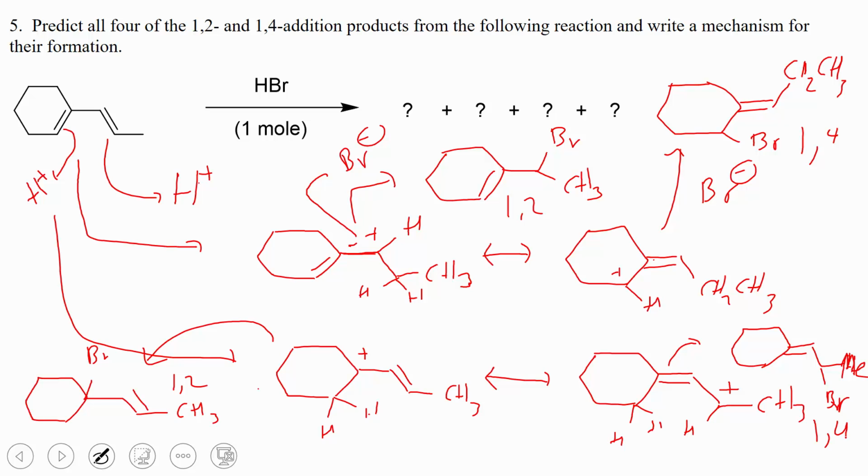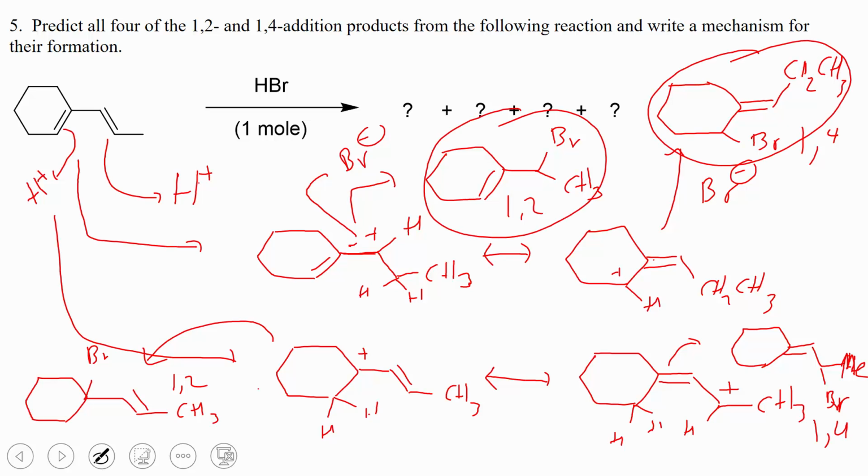Okay, but what you see here is that every product is an allylic bromide. The carbon-bromine bond is allylic relative to the alkene. It's true in the 1,2 addition product there. It's true in the 1,4 addition product there, and the 1,2 addition product there, and the 1,4 addition product there. Every one of these should be an allylic bromide. Okay, so that's the end.